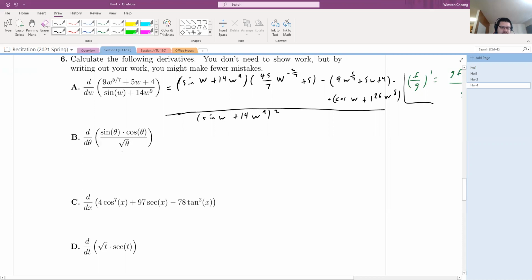B should be pretty much the same. Well, okay. They're making it tricky because now you've got a product rule inside of a quotient rule. Right. Well, we can still do that.